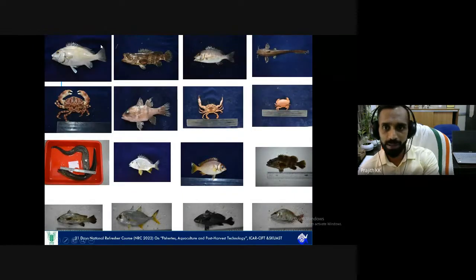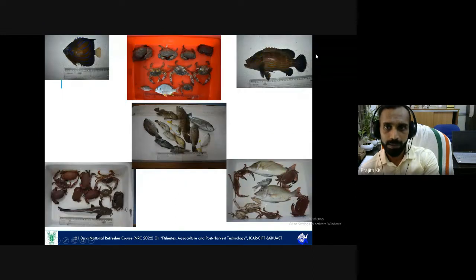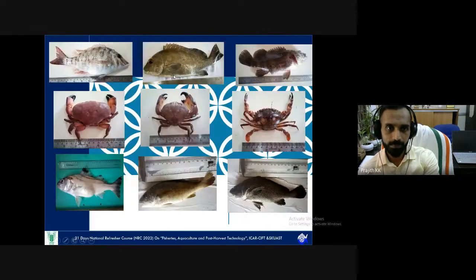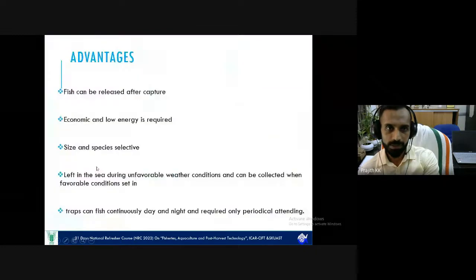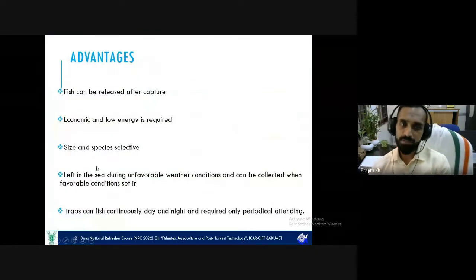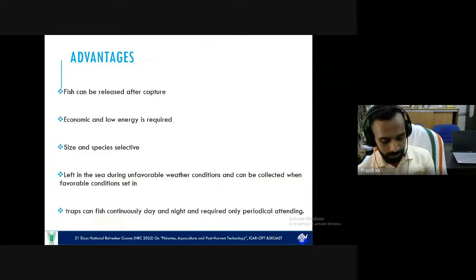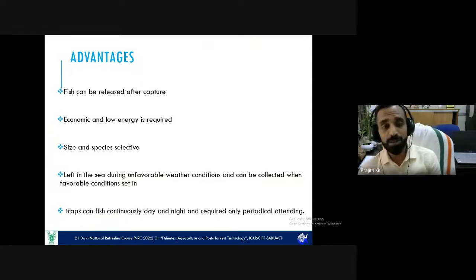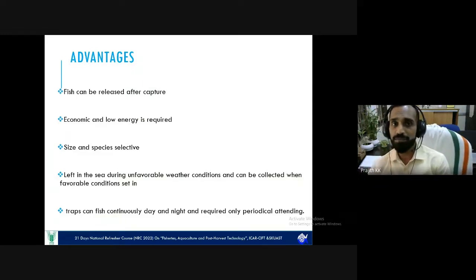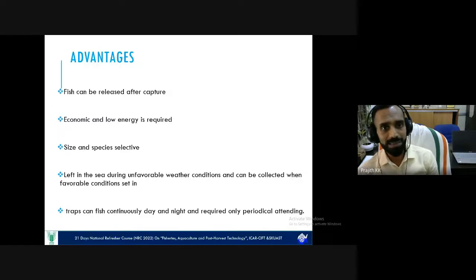Again, you can see, if you analyze the catch composition, mainly demersal fishes associated with the reef ecosystem or benthic ecosystem. You can see even some beautiful ornamental fishes we got as catch. The mussel fishes. Then the advantages we have already discussed, but as I told, there is no concept called ideal fishing gear. Every gear has its own advantages and disadvantages.